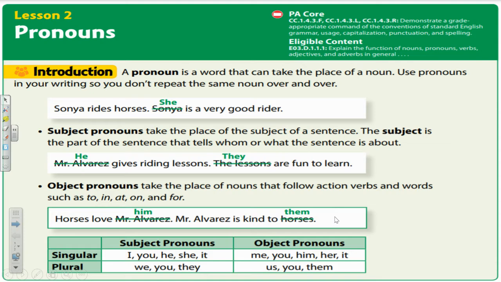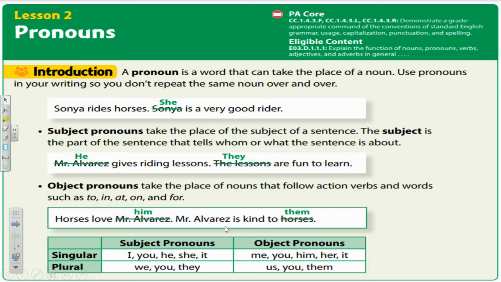Horses love Mr. Alvarez. Well, love, boys and girls, is a verb. That's an action. That's what horses do. Notice here they edited this and used an object pronoun, him. Now it says, horses love him. The other sentence says, Mr. Alvarez is kind to horses. There's that keyword to that the object pronoun comes after.